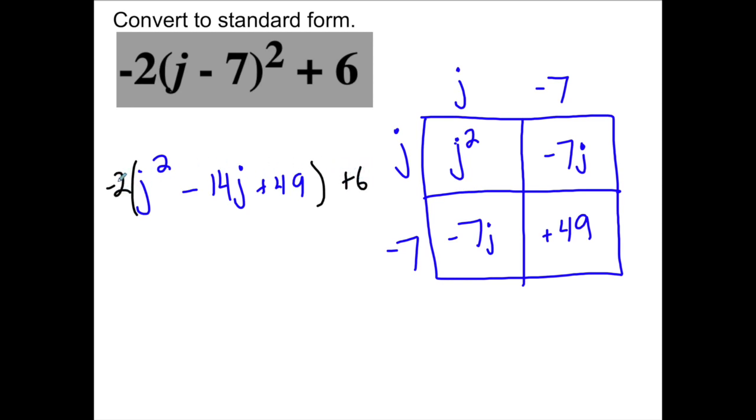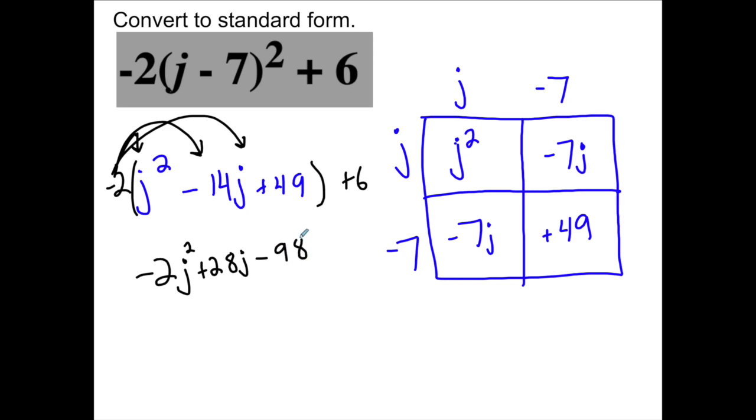Take a moment to distribute that. I'll make sure I charge my tablet after this. Make sure you distribute that negative 2 there. Be very careful with your signs. Negative 2J squared plus 28J minus 98 plus 6. So you make sure you just distribute it: the negative 2 to the J squared, the negative 2 to the 14J, the negative 2 to the 49.